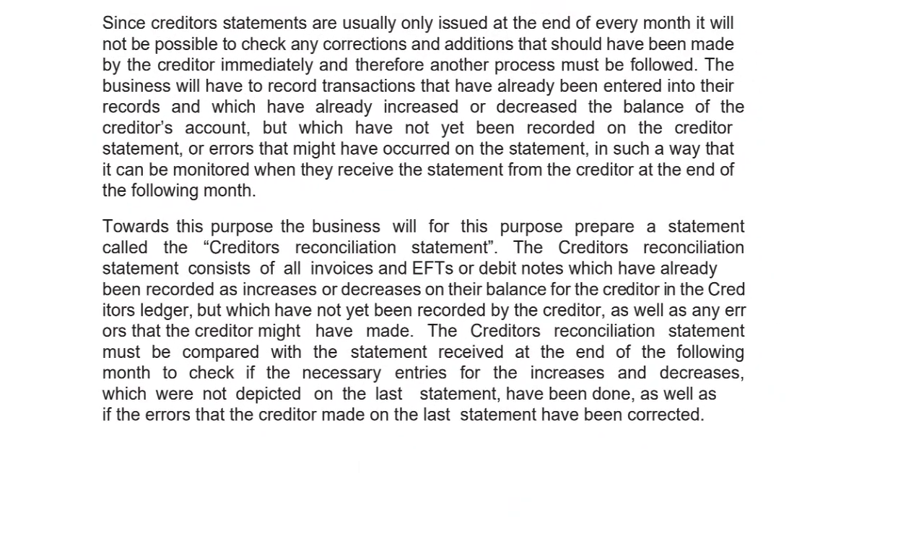Since creditors' statements are usually only issued at the end of every month, it will not be possible to check any corrections and additions that should have been made by the creditor immediately, and therefore another process must be followed. The business will have to record transactions that have already been entered into their records and which have already increased or decreased the balance of the creditor's account, but which have not yet been recorded on the creditor's statement, or errors that might have occurred on the statement in such a way that it can be monitored when they receive the statement from the creditor at the end of the following month.